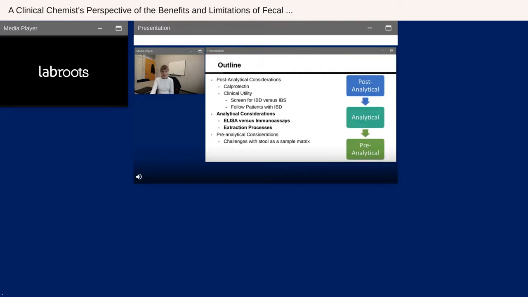Okay, so we talked a little bit about the clinical utility for fecal calprotectin, screening for IBD versus IBS, and following patients with IBD. Next, let's talk about some of the analytical considerations for people interested in bringing fecal calprotectin in-house.